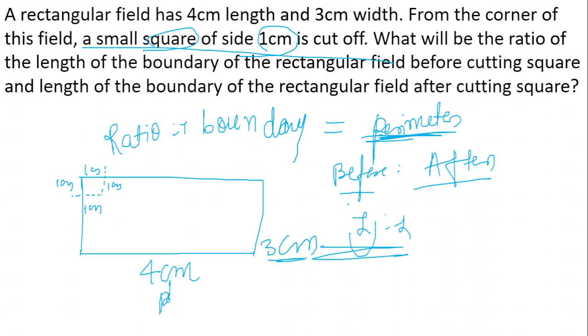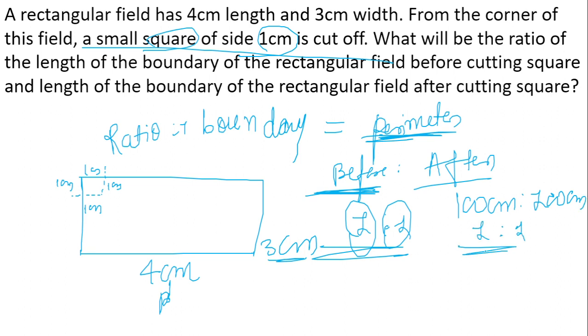Okay, the ratio is not going to change. The before perimeter is not going to change. So before perimeter, for example, it is 100 centimeter, then the after perimeter will be also remaining 100 centimeter only, then the ratio will be 1:1. Got it? I'm considering the value, let the perimeter before be 100 centimeter and after cutting also we are going to get the same perimeter.